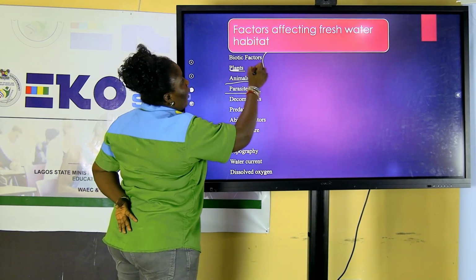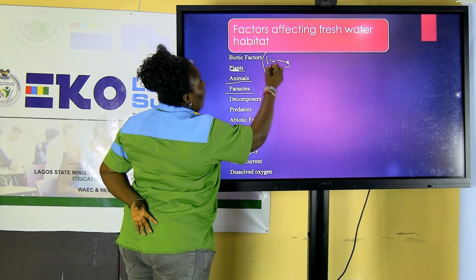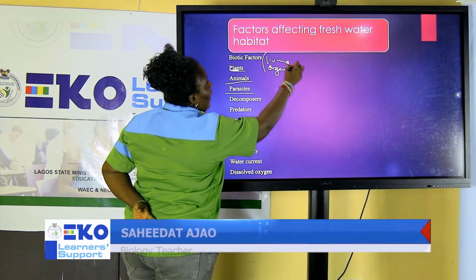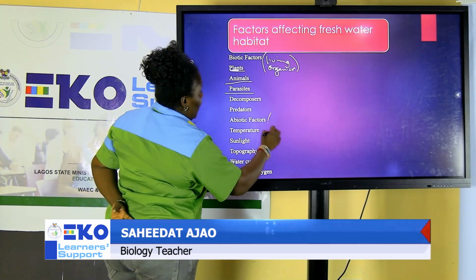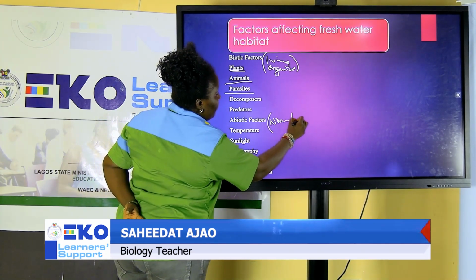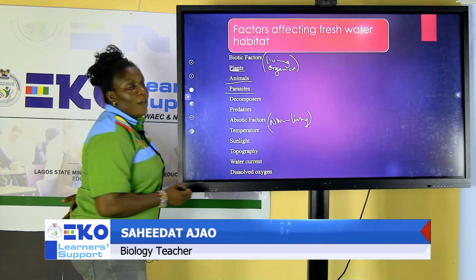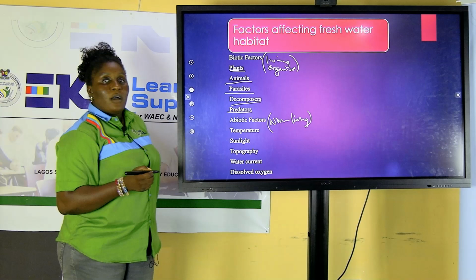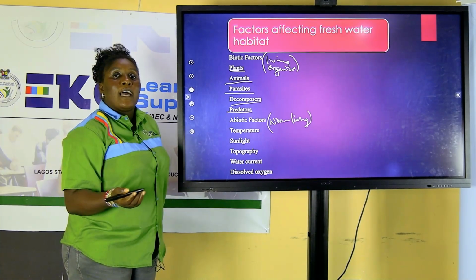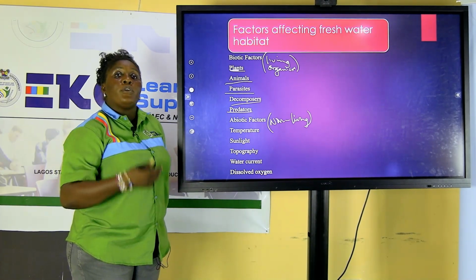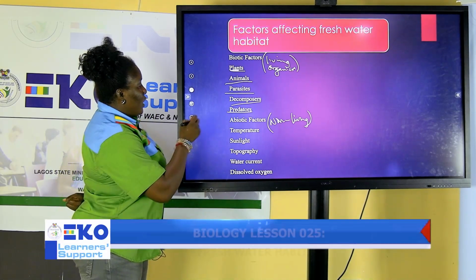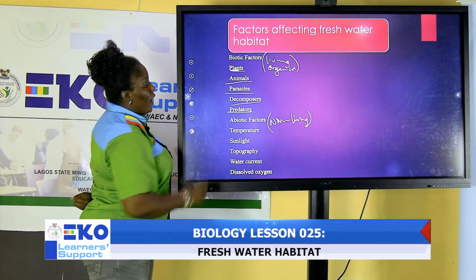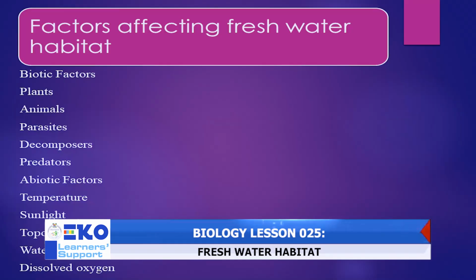Let me write it here. Biotic is the what? Living organism. While the abiotic is the non-living. We also have the decomposers and the what? Predator. The predators are animals that run after the prey or feed on another animal known as the prey to get food. So let's move on to the abiotic factors, where we have the temperature, the sunlight, the water current, and the dissolved oxygen.